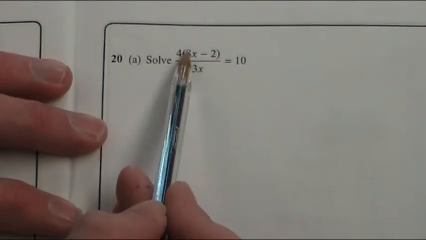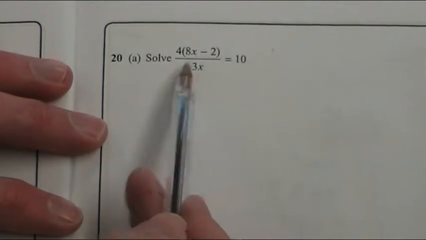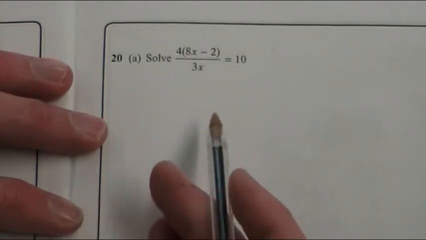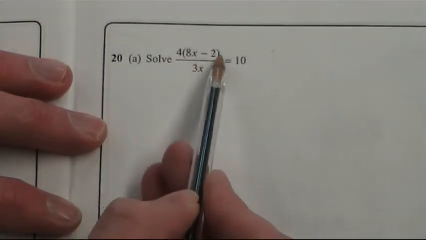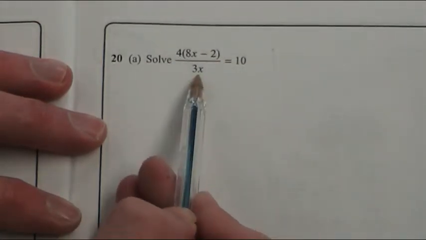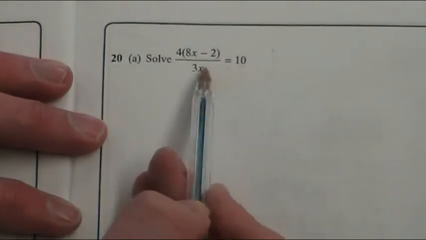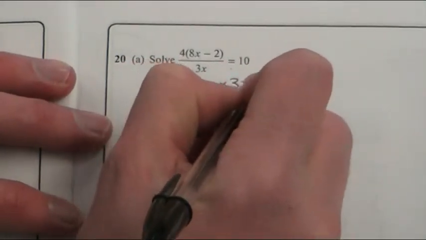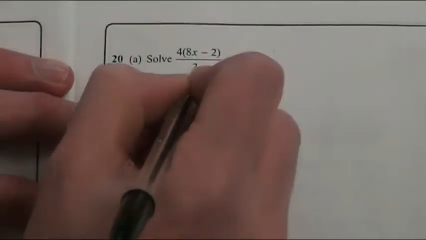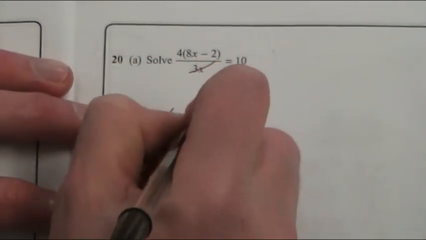Get 1x here on this side and 1x on this side. Now, when there's division, generally the first thing we try and do is remove it. So at the moment, all of this is being divided by 3x. So to get rid of this, I need to times by 3x. But obviously, because this is equals, I have to do the same to both sides. So I'm going to times this whole equation by 3x, which means that would cancel out, leaving me with this.